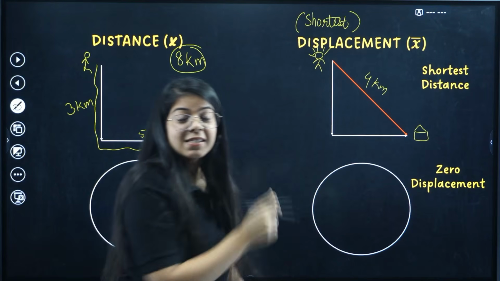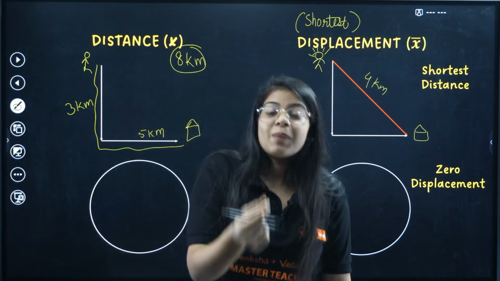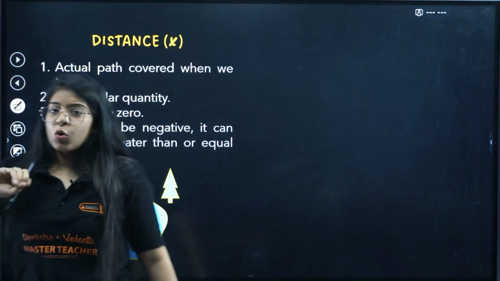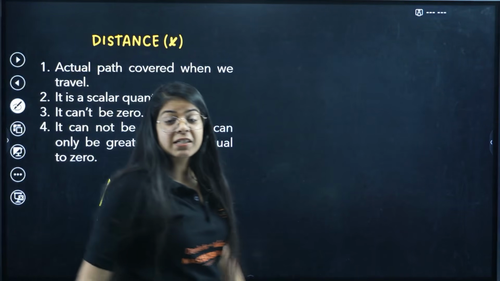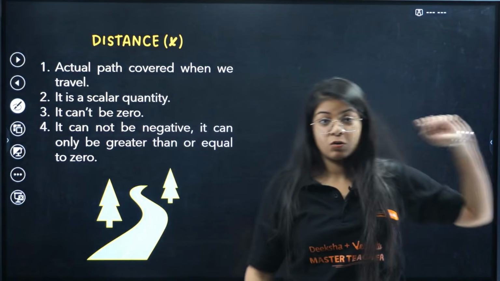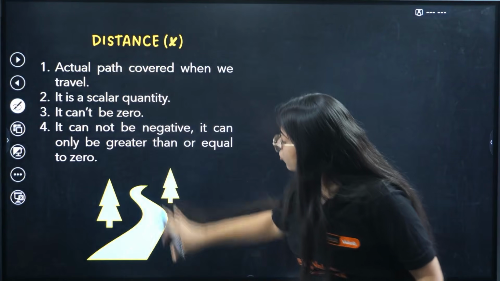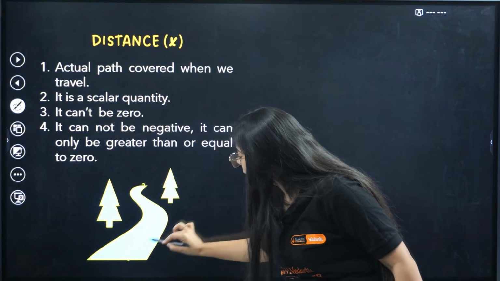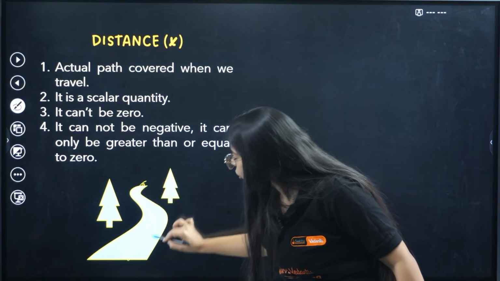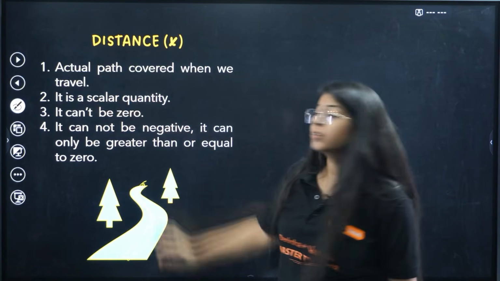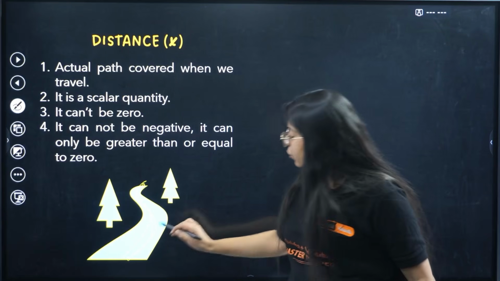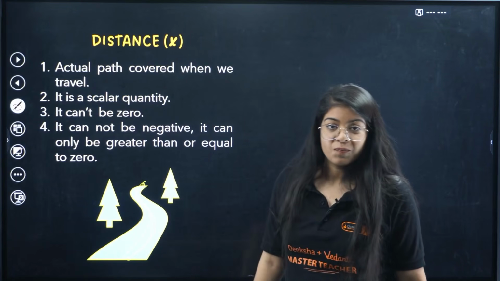between 2 points is actually called displacement. And let's study a little bit more scientific terms about displacement and distance. Then we'll come back to that circular problem. Okay. Now, actual path, you're standing here and you're going till here. So this whole path from here to here is the actual path covered when we travel. If you go by a car or by a bike, you'll have to move through these turns, right?